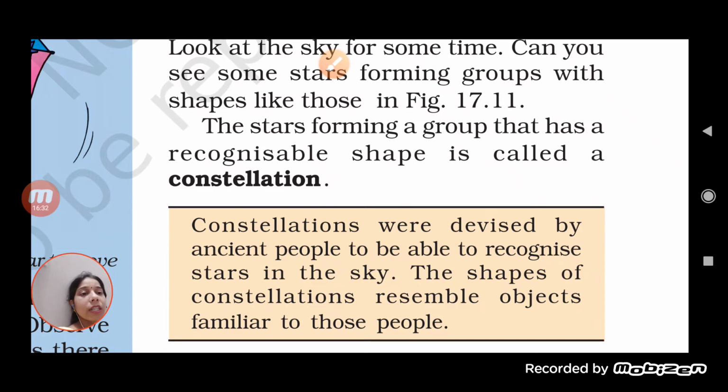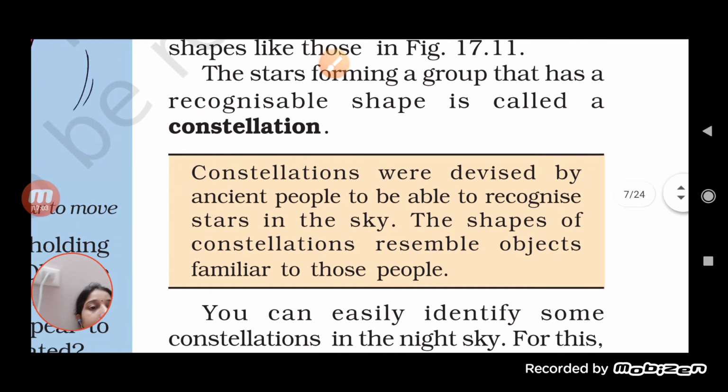How many constellations are there? There are about 88 constellations, and out of these, students, some of the constellations which are very easily identifiable are Ursa Major, Ursa Minor, Orion and Cassiopeia. These are all constellations. These are groups of stars which together form a pattern, and they can be easily recognized.